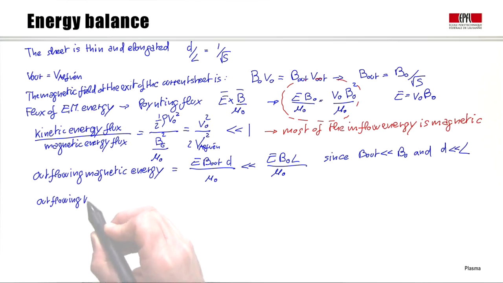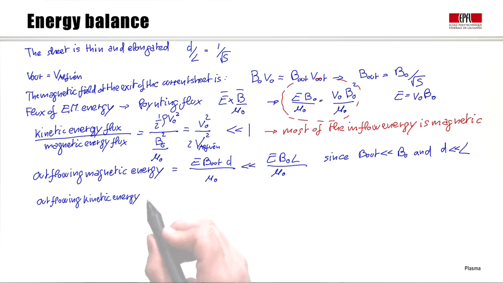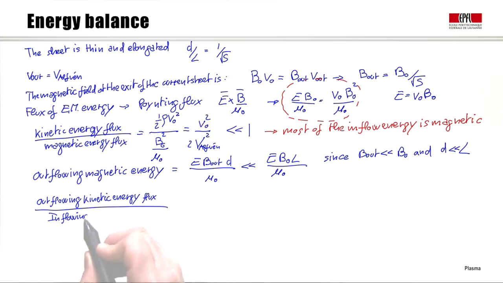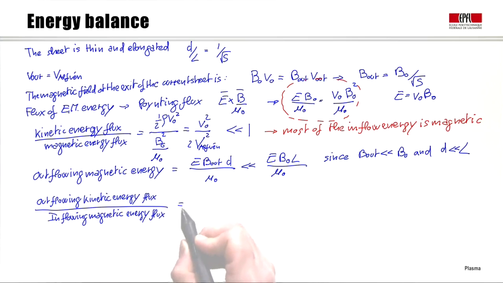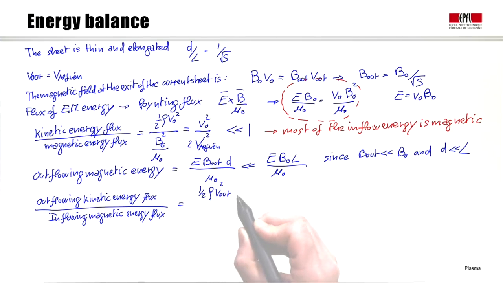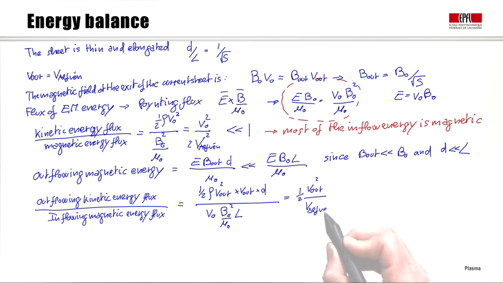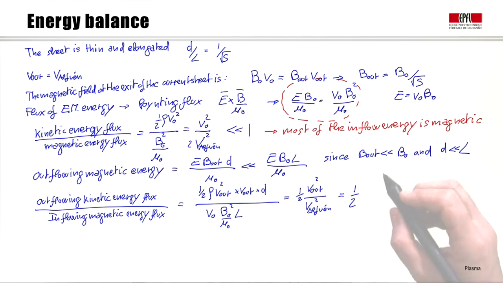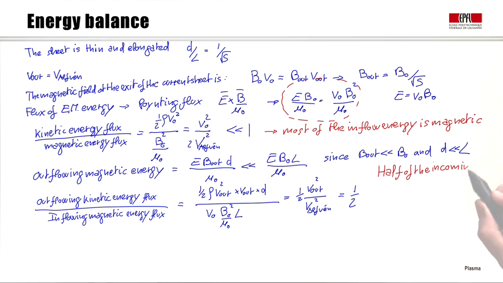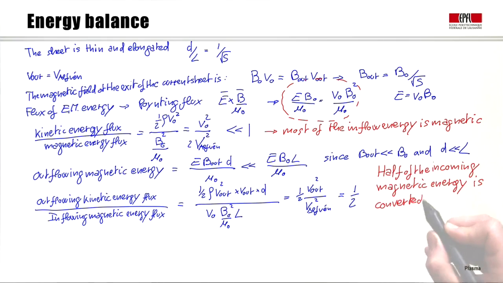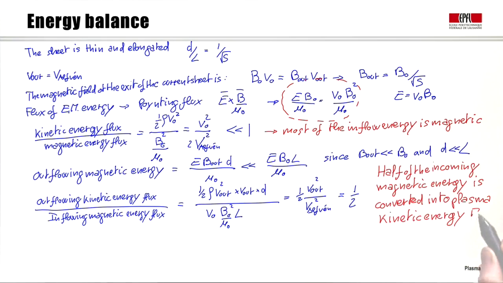Let's now compute the ratio of the outflowing kinetic energy flux to the inflowing magnetic energy flux. We obtain the important result that during magnetic reconnection in the simple Sweet-Parker model, half of the incoming magnetic energy is converted into plasma kinetic energy. I will not demonstrate it, but the other half is converted into heat by Joule dissipation. Therefore, the reconnection layers act as a source of hot and fast plasma.